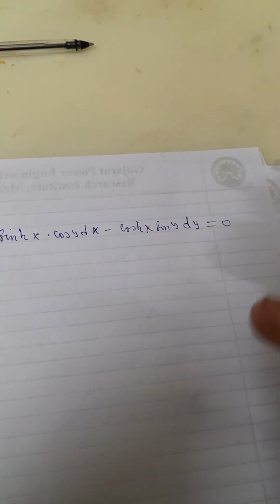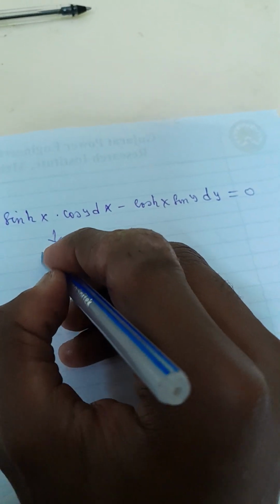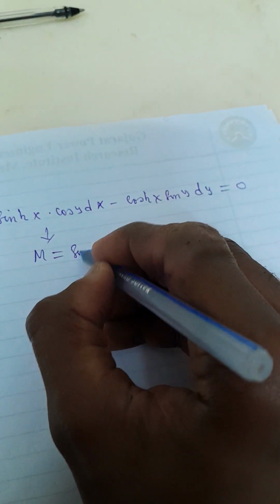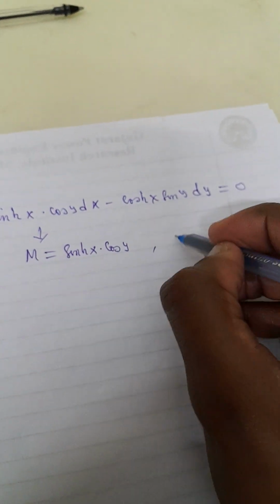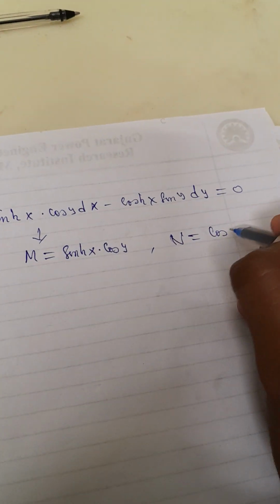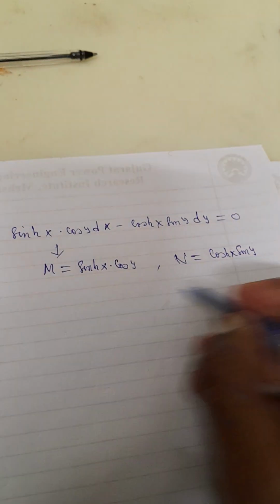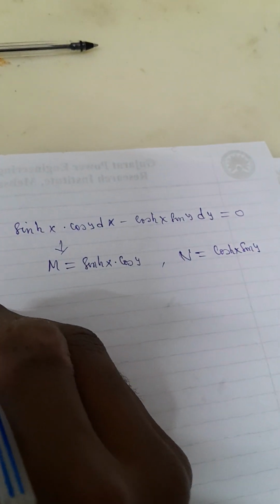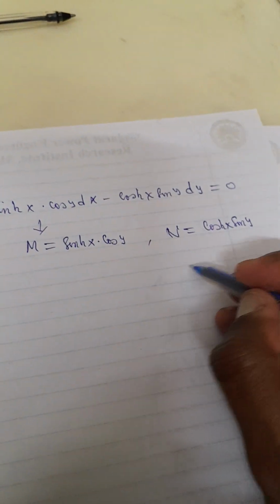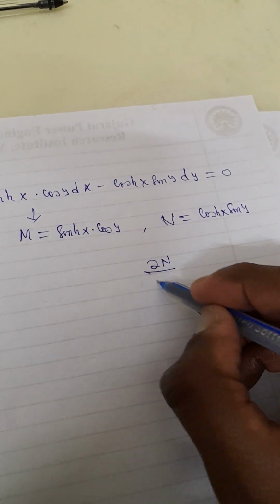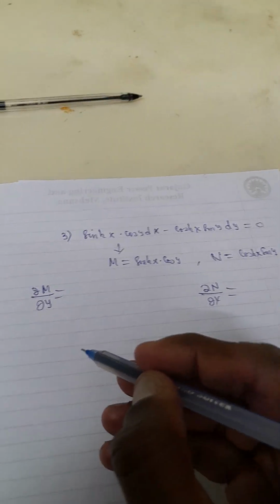equal to 0. Now see what we get to do. It is already in this form, so here M is equal to sinh(x) times cos(y), and N is equal to cosh(x) and sin(y). What you have to do is apply the partial derivative with respect to y for M, and the partial derivative of N with respect to x. This is what you're going to do.